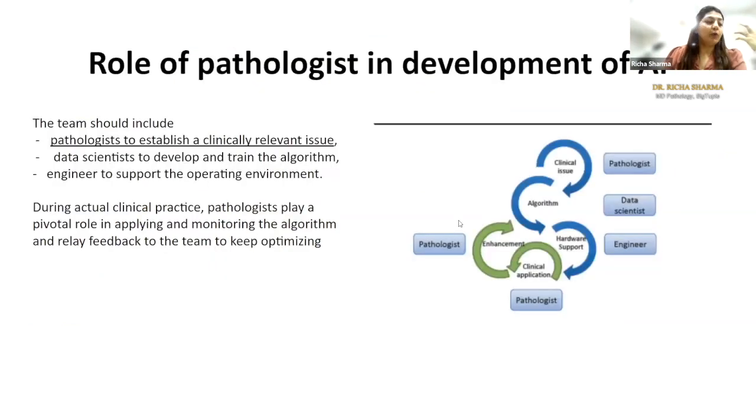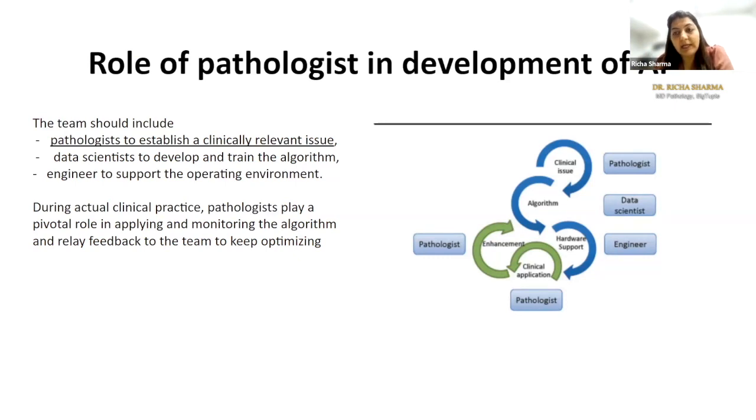So why am I talking about all these things? Where do we come in? What is the role of the pathologist here? The role of the pathologist is a very significant one in the development of AI. This computational pathology team, the team that develops artificial intelligence, is not a single team. It's a multidisciplinary team. The pathologist delineates or highlights the clinically relevant issue for the rest of the team who are going to develop AI. So we have pathologists, we have a data scientist who is going to develop and train the algorithm, and an engineer who is going to provide us with an operating environment.